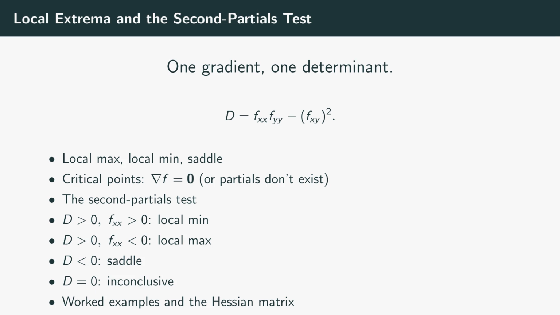We need a finer test, and the test is built from the 3 second partials packaged into a 2x2 Hessian matrix. Its determinant D equals f sub xx times f sub yy minus f sub xy squared, together with the sign of f sub xx, classifies the critical point.